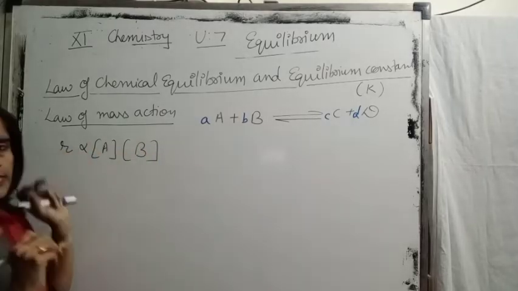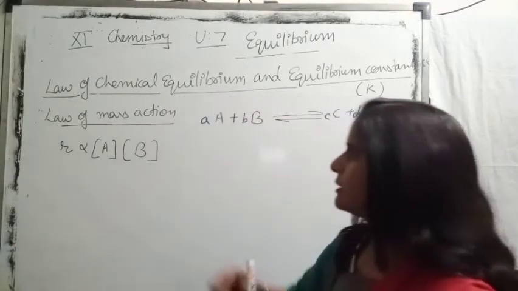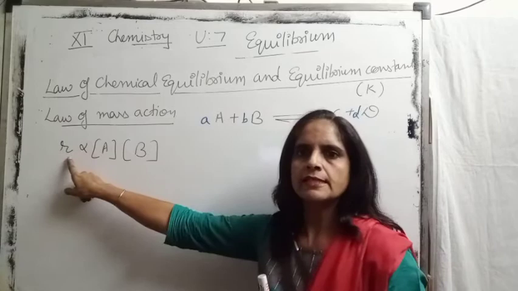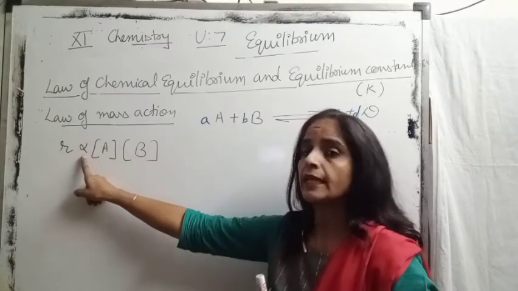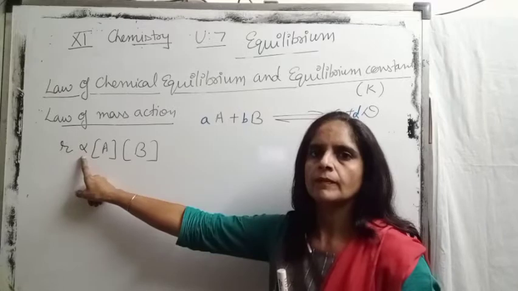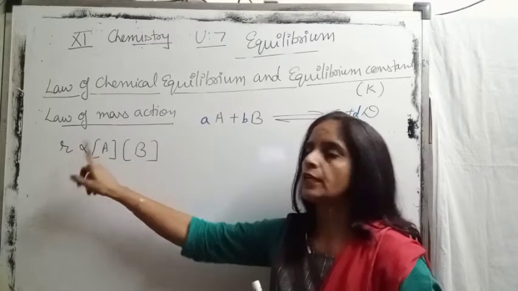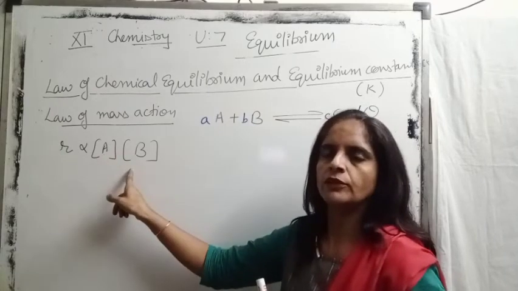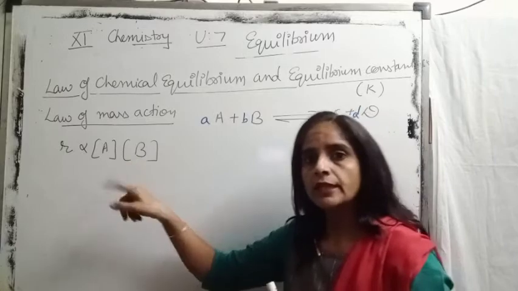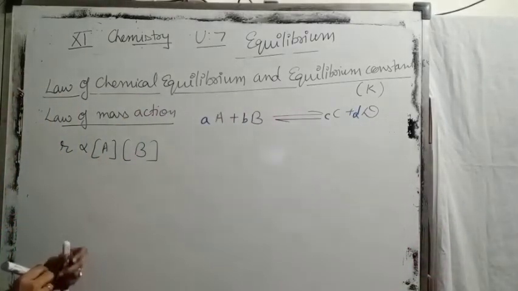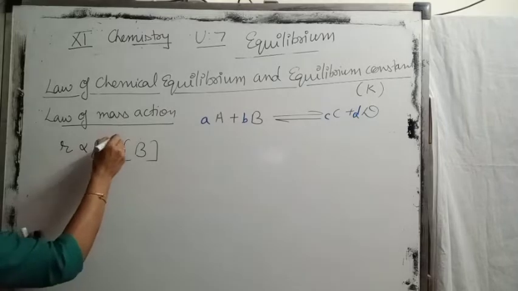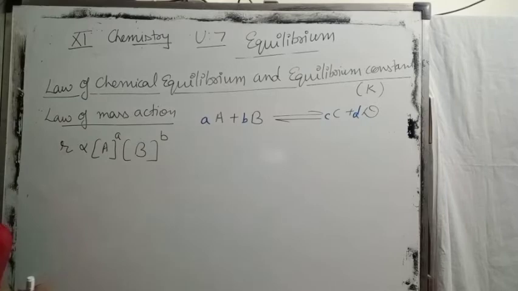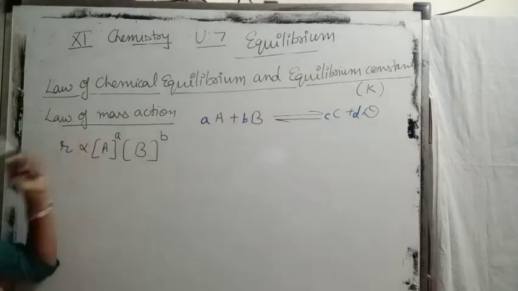Yes children, I am repeating this statement. Just try to apply it on this equation. Rate of reaction, R is the symbol for rate of reaction, is directly proportional to what? Product of molar concentration of reactants raised to their stoichiometric coefficients in the balanced equation. So A raised to the power small a and B raised to the power small b. This is the definition of law of mass action.